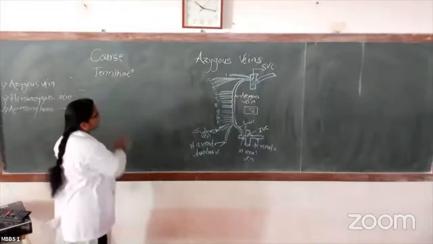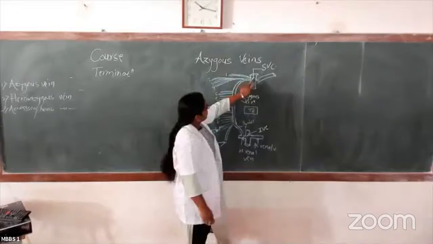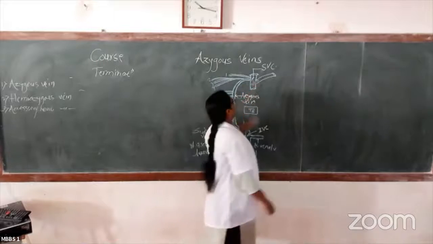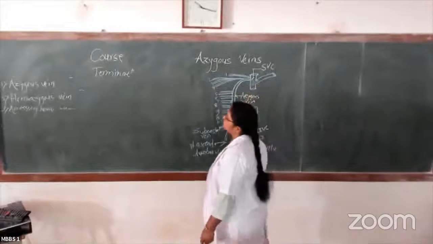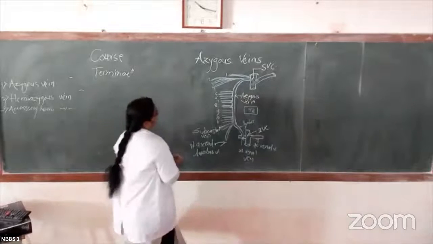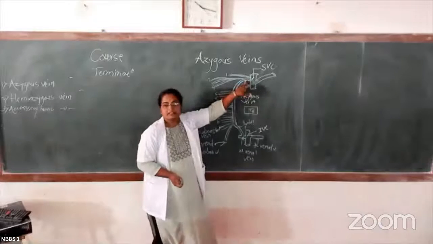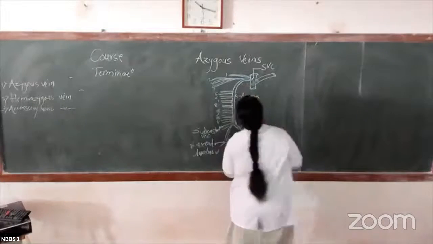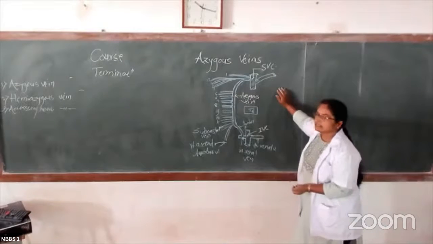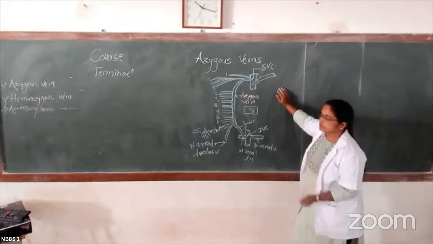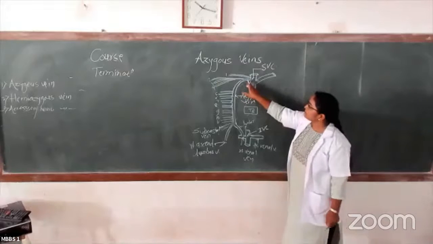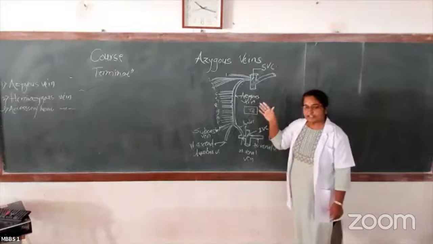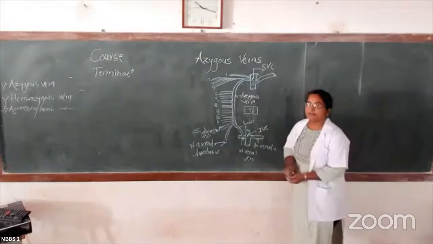Actually, I told you that it arches upwards over the root of the right lung, and then it opens in the superior vena cava. Sometimes this arch splits the apex of the right lung, and here it lodges in a fissure which is suspended by a mesentery.